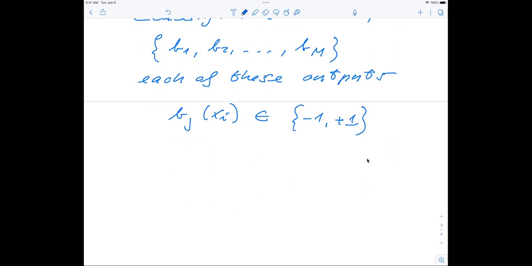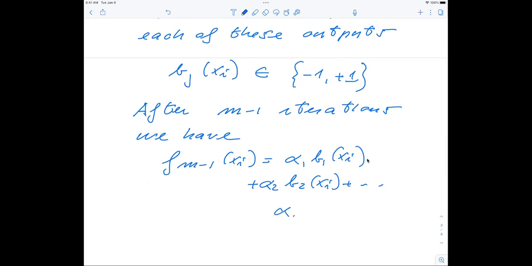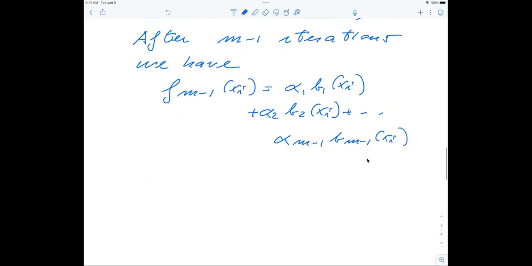That means that after m-1 iterations, we are going to have a new function, an f of m-1 of x of I, which is now simply given by some parameter, alpha 1, multiplied with b1 of x of I. So we're just adding up all these, plus alpha 2, which is a parameter we have to determine, times b2 of x of I, and this goes all the way up to alpha of m-1 times b of m-1 of x of I. And this is then used in the next iteration.